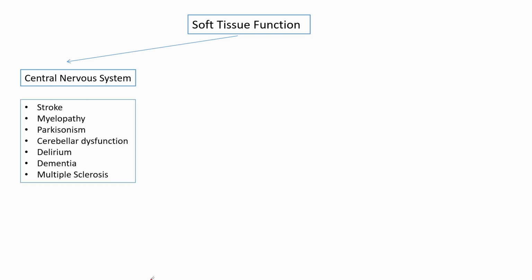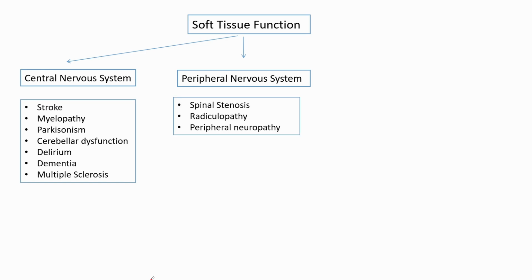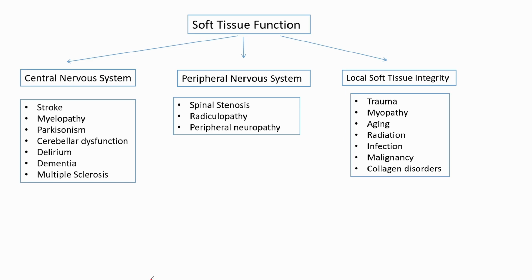Coming to soft tissue function. Problems with soft tissue function may be due to pathology of the central nervous system, including stroke, myelopathy, Parkinsonism, cerebellar dysfunction, delirium, dementia, and multiple sclerosis, or of the peripheral nervous system, including spinal stenosis, radiculopathy, and peripheral neuropathy, and related to local soft tissue integrity, which includes trauma, myopathy, aging, radiation, infection, malignancy, and collagen disorders.